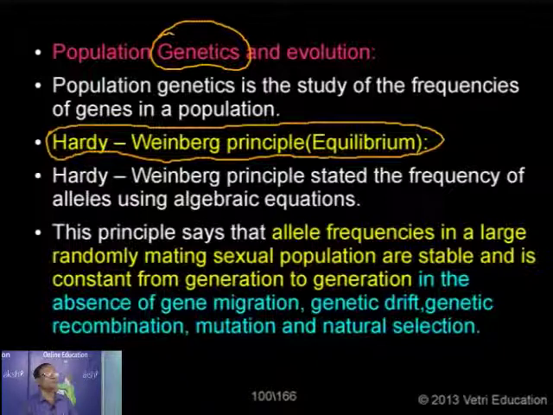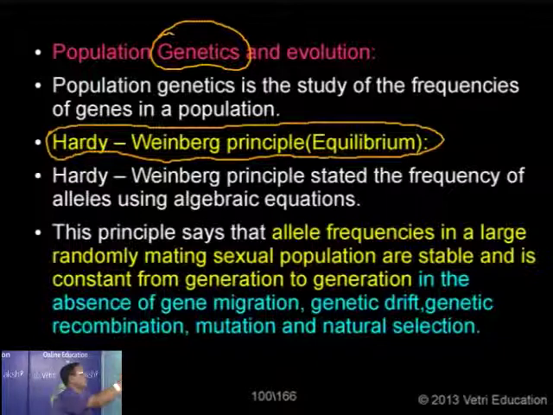What does that principle say? It states the frequency of alleles or genes in algebraic equations. So everything is explained in the form of algebraic explanations or equations. That is the basic principle of Hardy-Weinberg equilibrium.